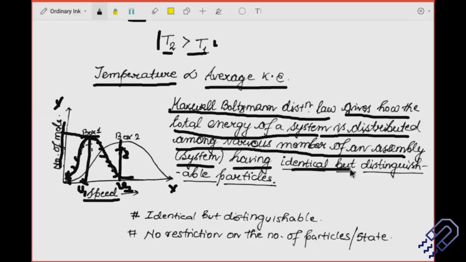Having identical but distinguishable particles. As we proceed through this statistical mechanics course, you will see that the words distinguishable and indistinguishable play a very important role. In the third unit, you are going to talk about ensembles: the grand canonical ensemble, the microcanonical ensemble. Those ensembles have a very important part in statistical mechanics, and they are based on this idea of distinguishable and indistinguishable particles.